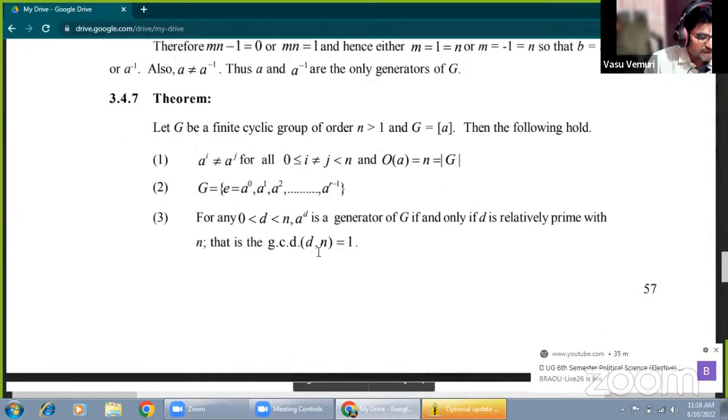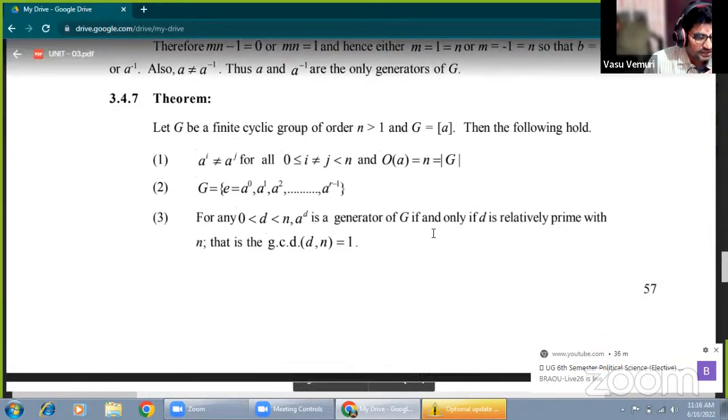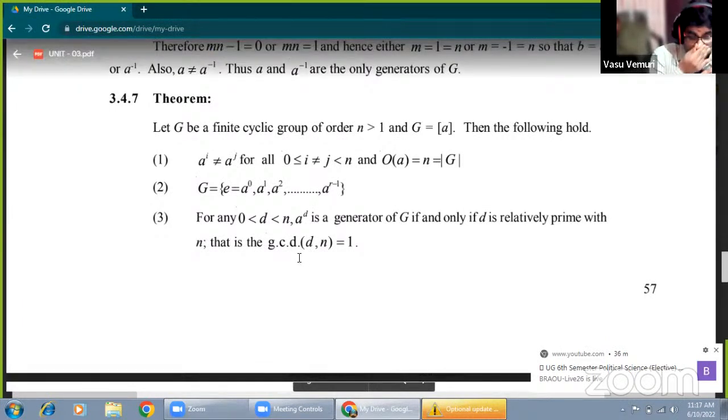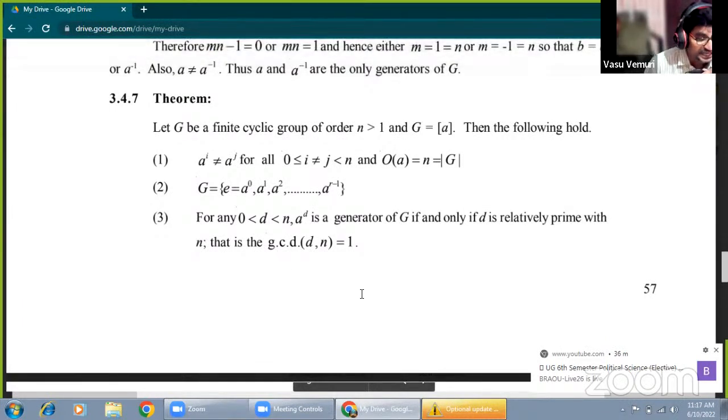Here a power d is also one of the generators of a cyclic group. Capital G equal to generated by a power d if and only if d is relatively prime, meaning the greatest common divisor of d and n equal to 1. That is relatively prime or mutually prime, whatever it is. When the greatest common divisor of d and n equals 1, the generator is a power d.